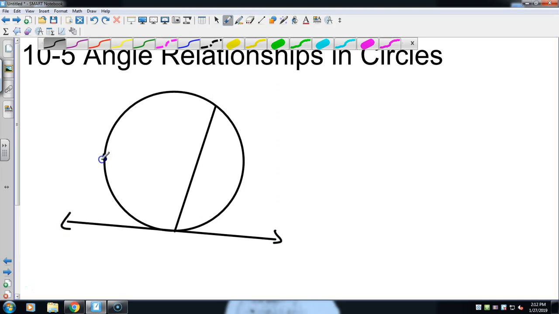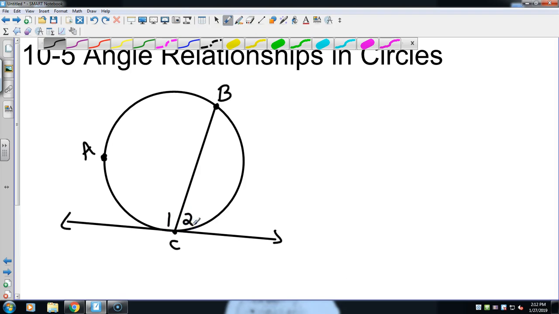Let's label some things here. We're going to call this point A. We might need it as a directional here in just a second. This will be B, and this will be C. And I've created two angles here, one and two.